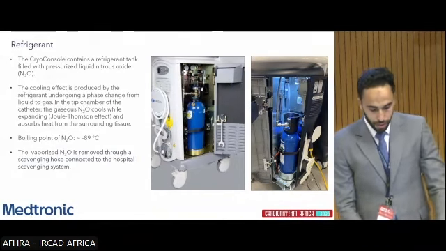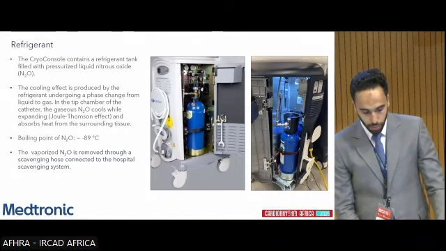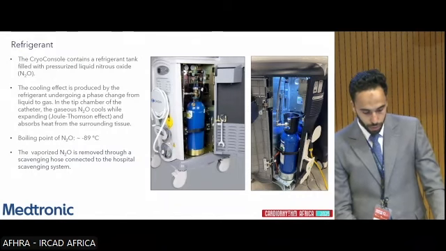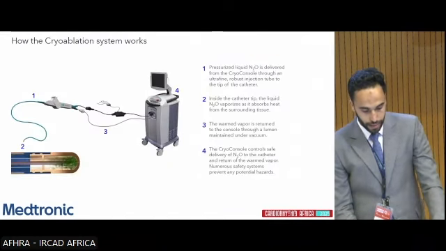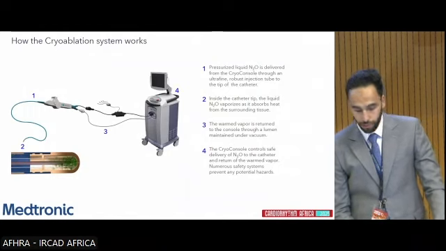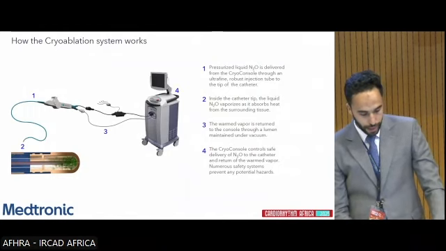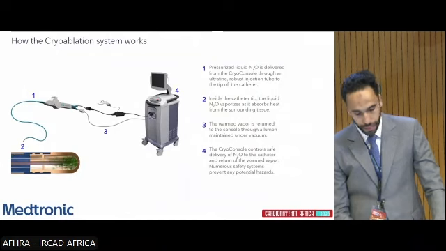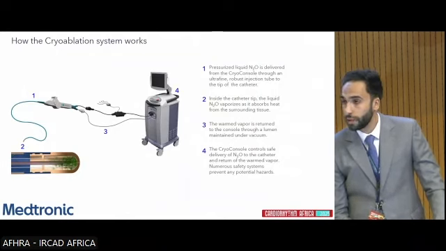The vaporized N2O is removed through a scavenging hose connecting to the hospital scavenging system. This is the Gen 5 CRYO console of Medtronic, and this is how the liquid gas N2O goes to the tip of the catheter.